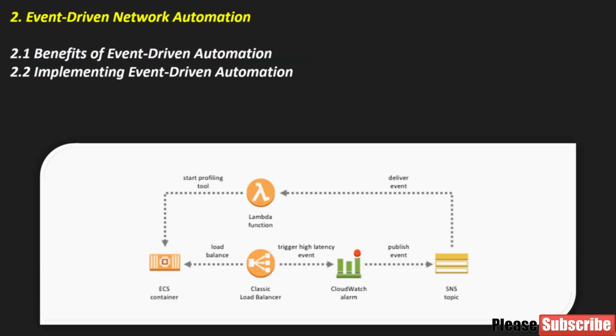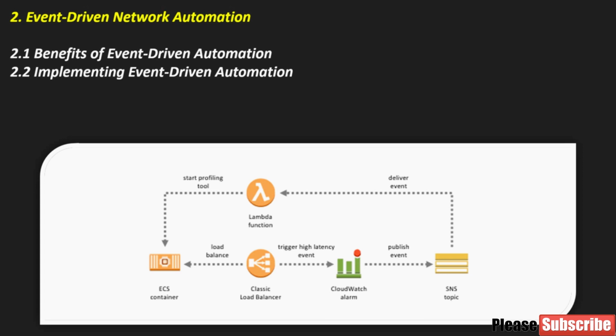So second will be event-driven network automation. Event-driven network automation takes the automation concept a step further by triggering actions in response to specific events or changes in the environment. This approach ensures that network infrastructure can adapt dynamically to evolving conditions.